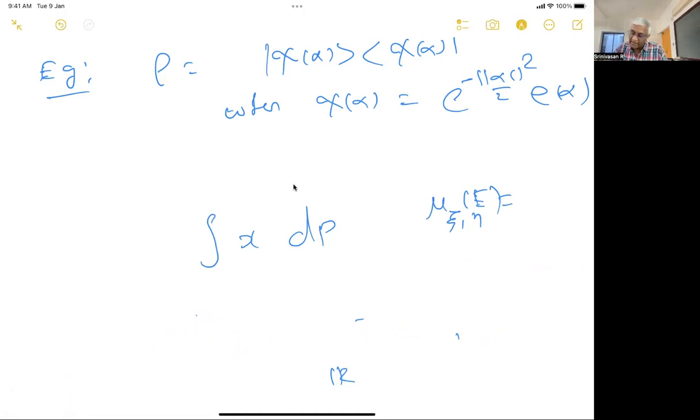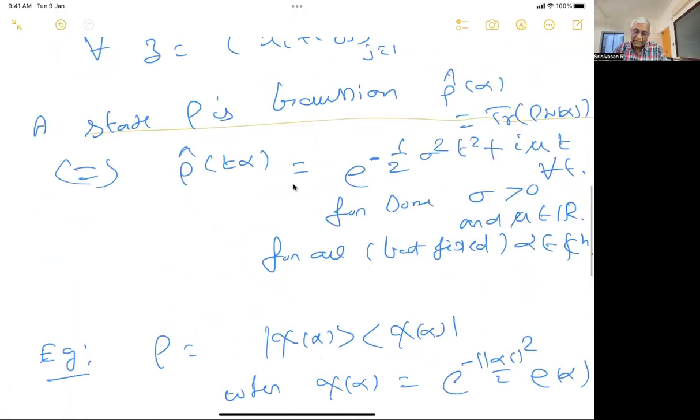So that statement says that any state rho is Gaussian if and only if rho hat, the quantum characteristic function of rho, is equal to this form.